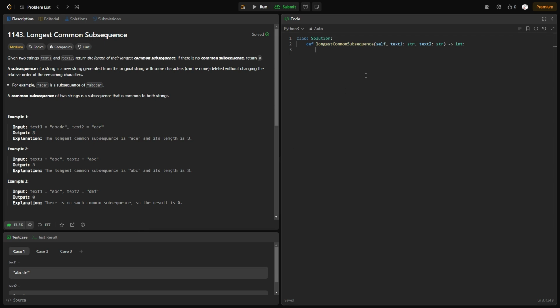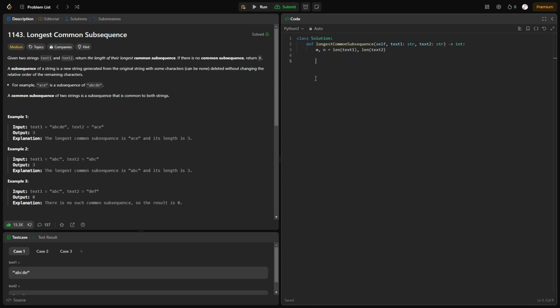So in this question, we can use a similar approach to the previous one where we create a 2D array or 2D matrix to store the longest common subsequence at every point within two strings. So we can have the rows represent the characters in one string and the columns represent the characters in the other string. So let's say m is equal to the length of text 1, and n is going to be equal to the length of text 2.